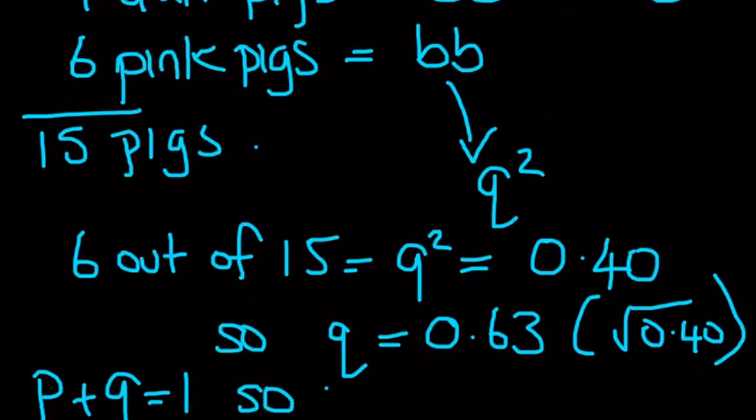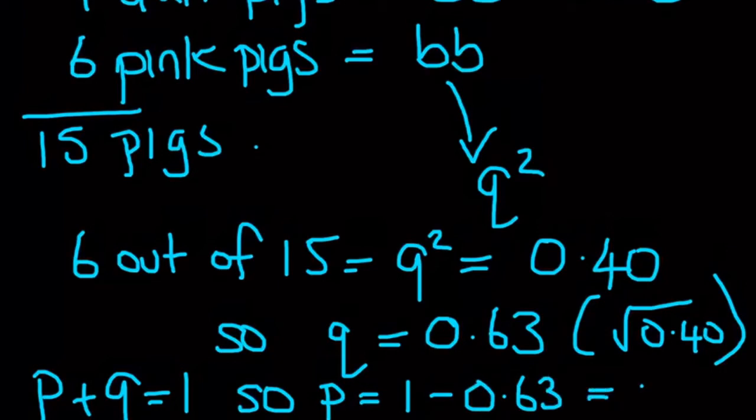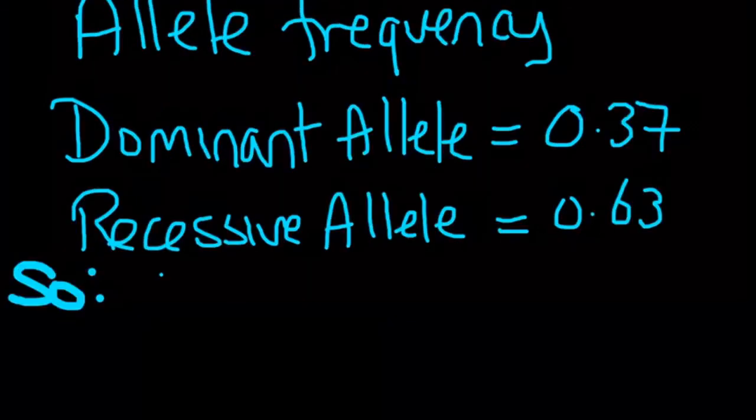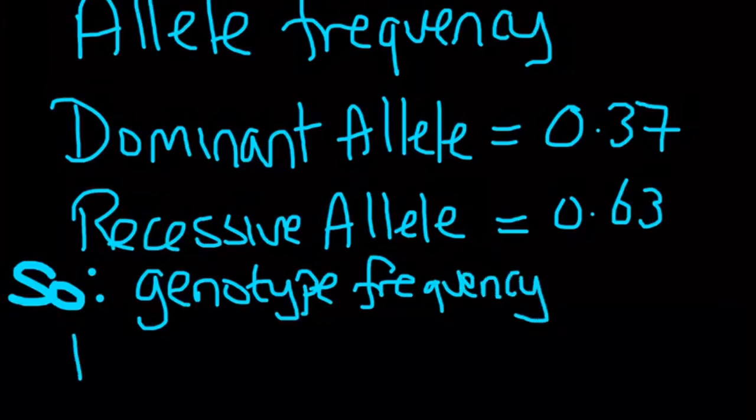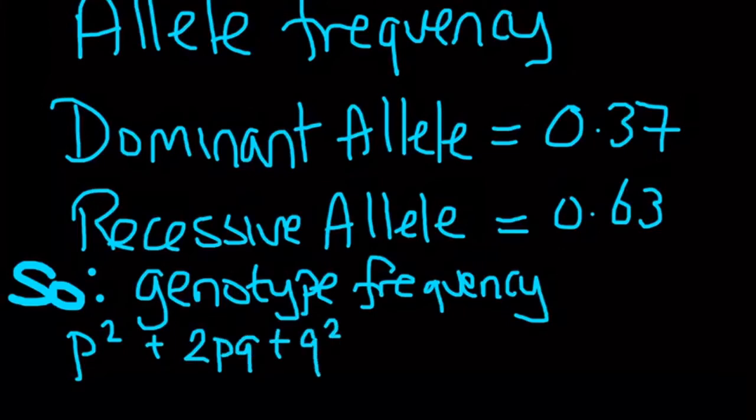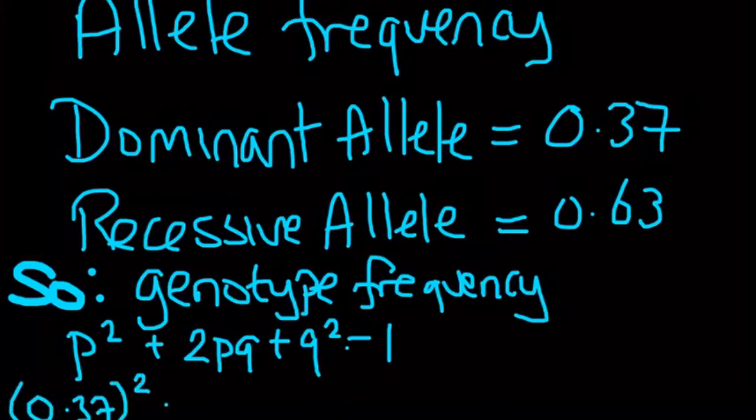So p is the dominant allele, so p is equal to 1 minus 0.63, which gives us p being worth 0.37. Once we know the allele frequency, we can then work out the genotype frequency, so how many pigs have each trait. So how many are homozygous dominant, p squared, heterozygous 2pq, or homozygous recessive q squared. So p squared plus 2pq plus q squared is equal to 1 when we put the information into the equation.